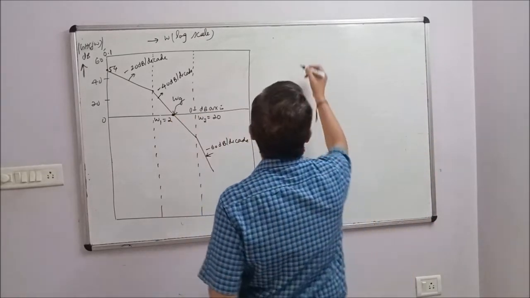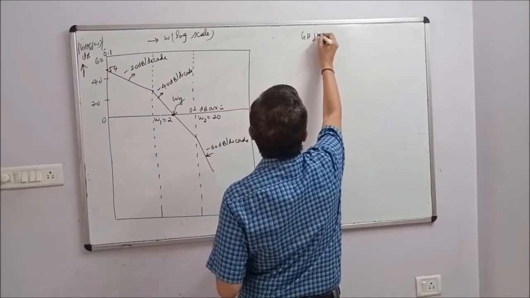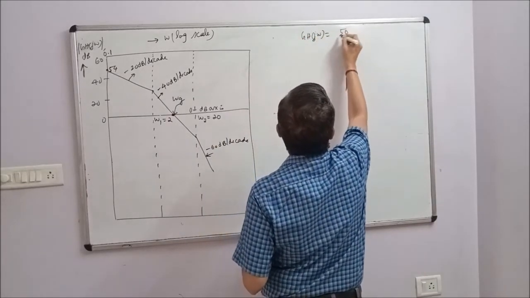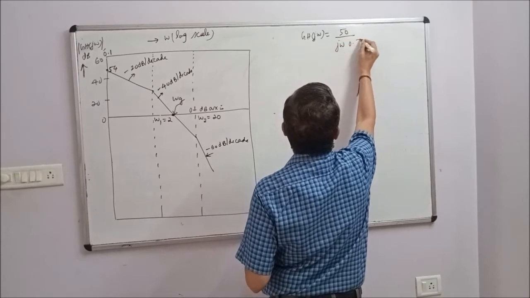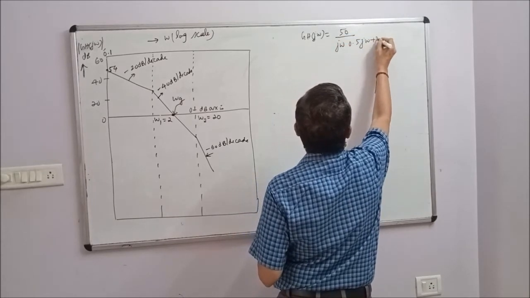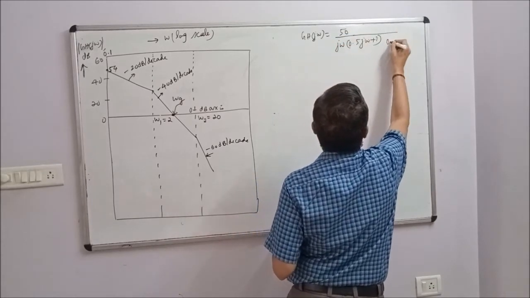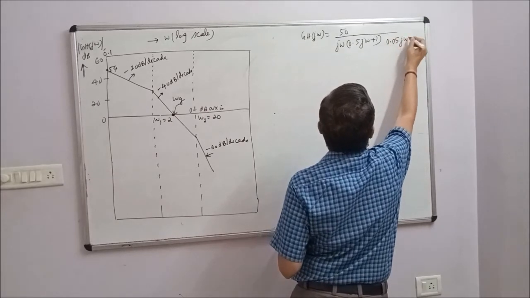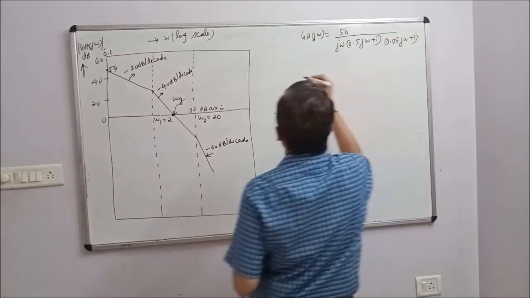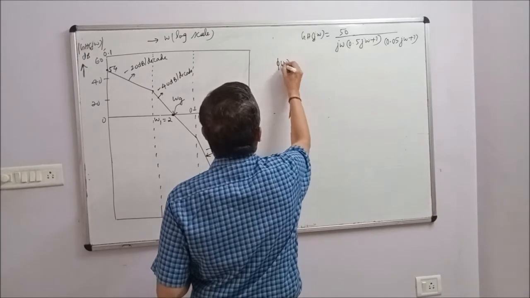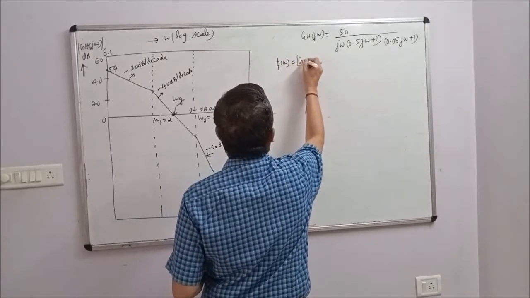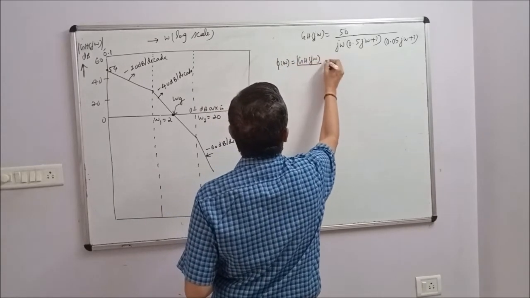So what is GH of j omega? GH of j omega is equal to 50 divided by j omega into (0.5 j omega plus 1) into (0.05 j omega plus 1). What is phi of omega? Phi of omega is nothing but the angle of GH of j omega.